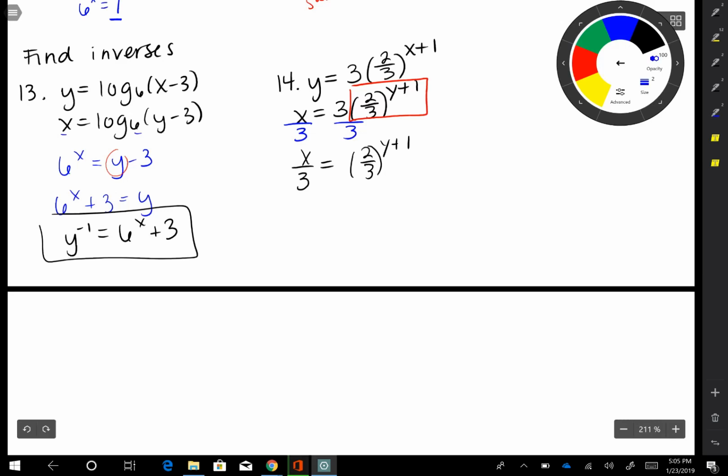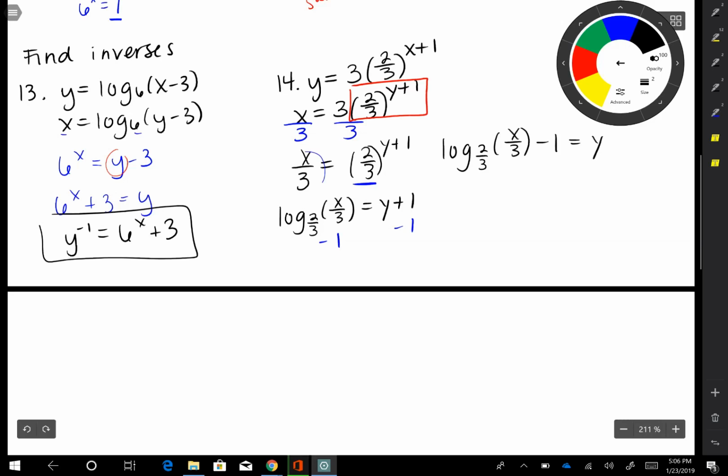This is an exponential form. Now I need to switch forms. Here's my base 2/3. Here's my power x over 3. So I'm going to write this as log base 2/3 of x over 3 equals y plus 1. And finally, I need to solve for y. I'm going to subtract 1 on both sides. When I do that, I have log base 2/3 of x over 3 minus 1 equals y. And you can just go ahead and say y inverse.